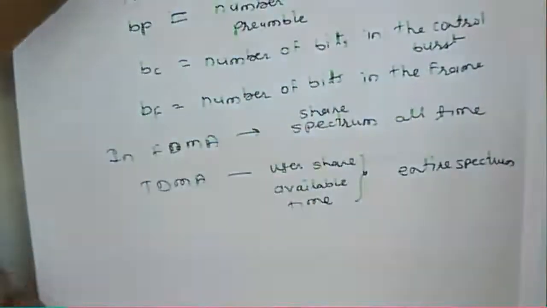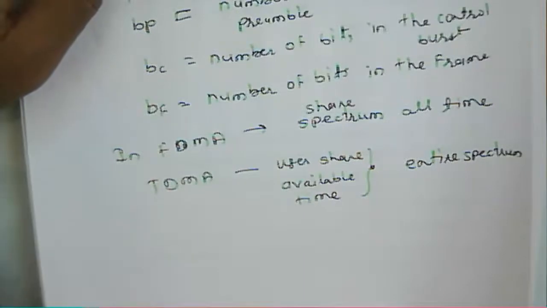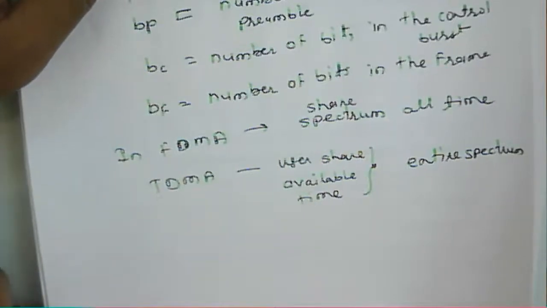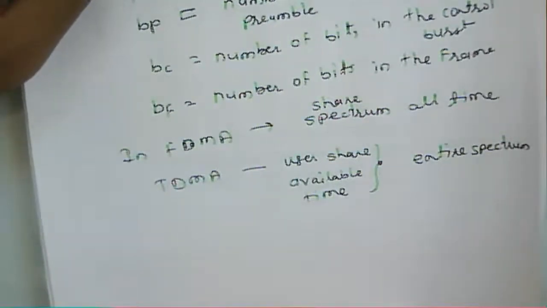Then we'll see the next access system, the code division multiple access system. With this, we'll end here.